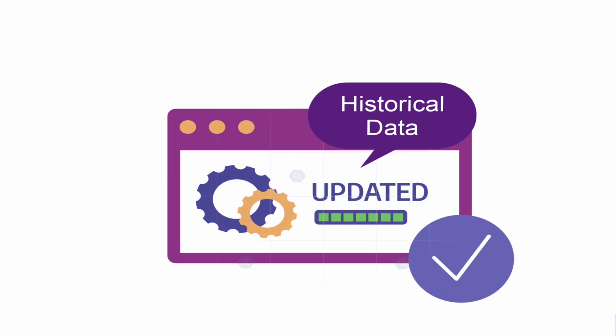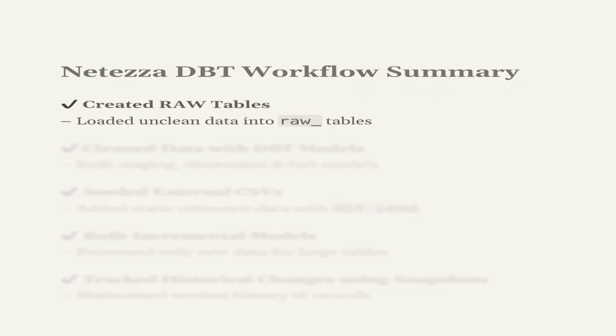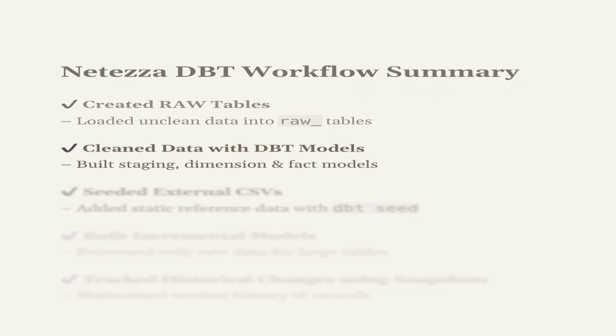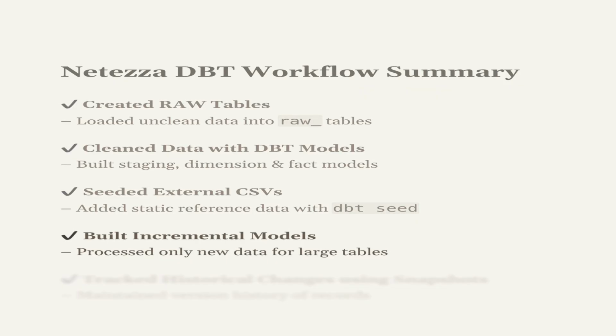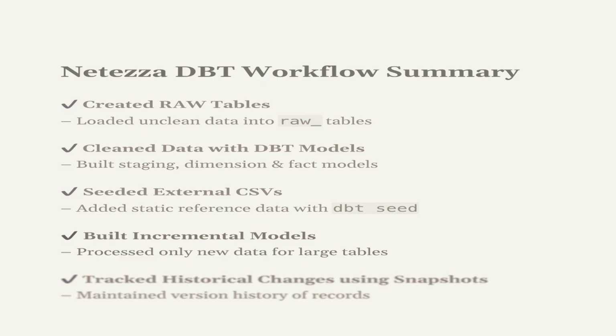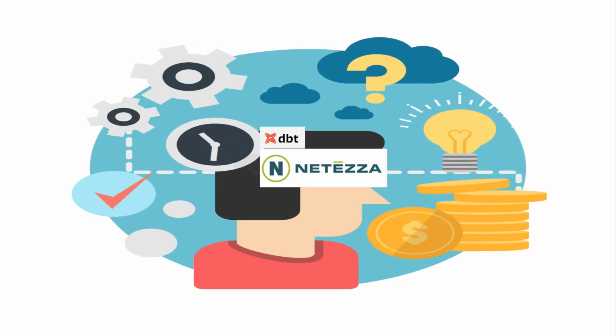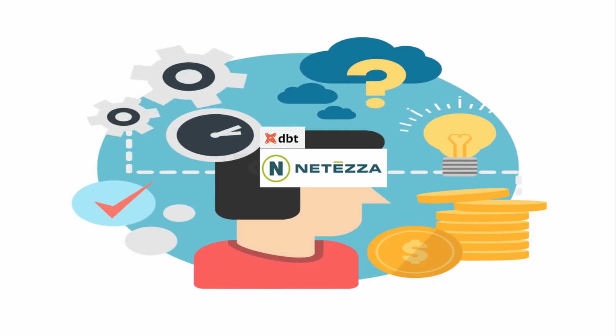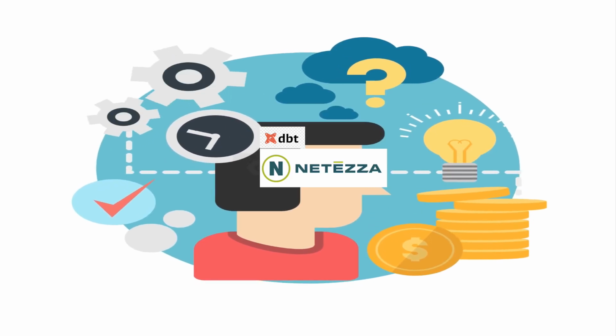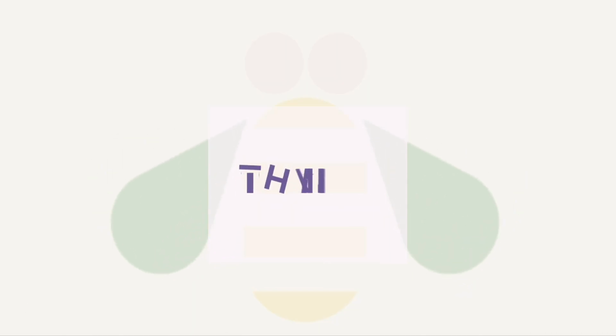So to recap, we created raw tables, cleaned them with Netezza DBT models, seeded external CSVs, built incremental models with FCT_reviews, and even tracked historical changes using snapshots. Netezza DBT simplifies and scales analytics workflows, whether you're at a startup or a giant like Airbnb.